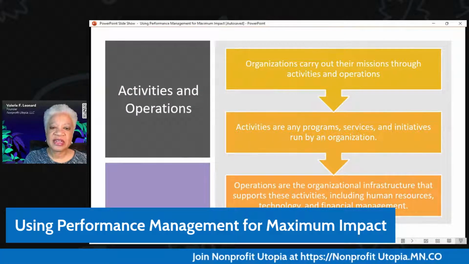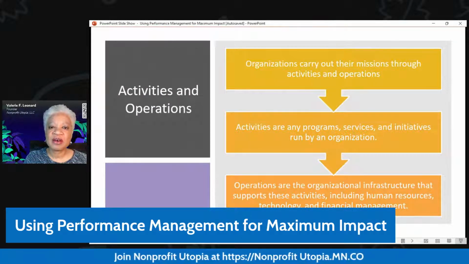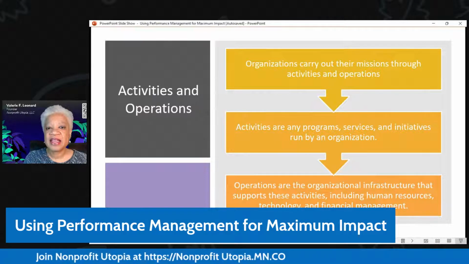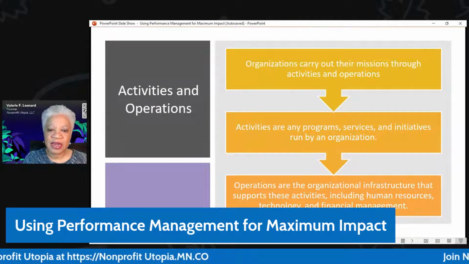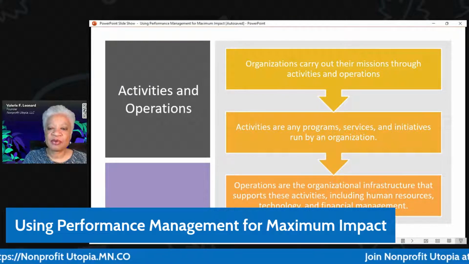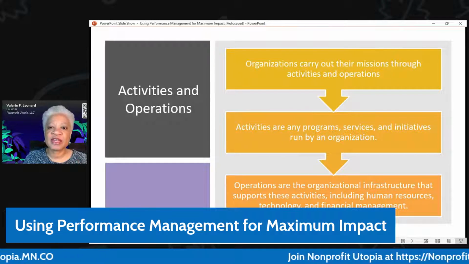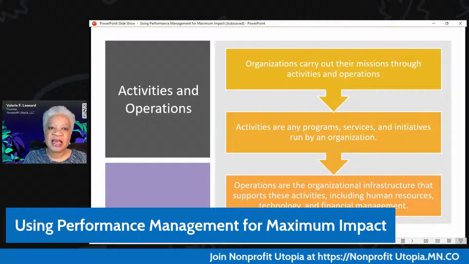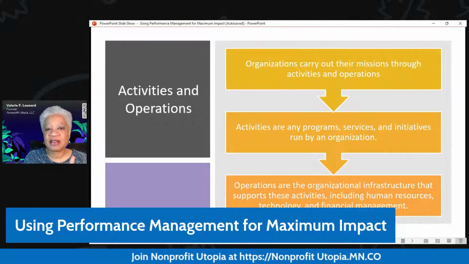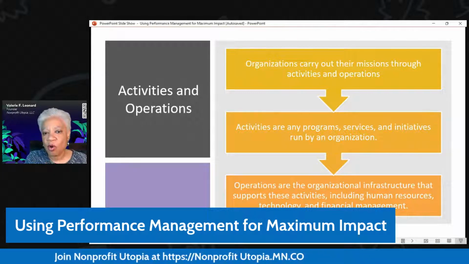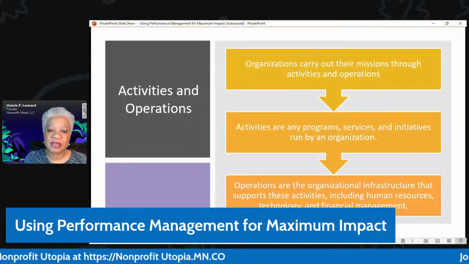So the activities and operations, those are the ways that you reach your mission, right? The activities are any programs, services, and initiatives that your organization runs. And the operations are the underbelly that support your programs and your services.